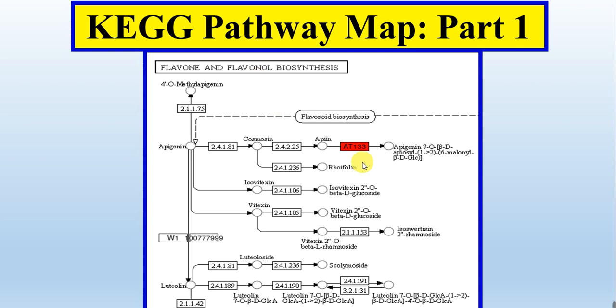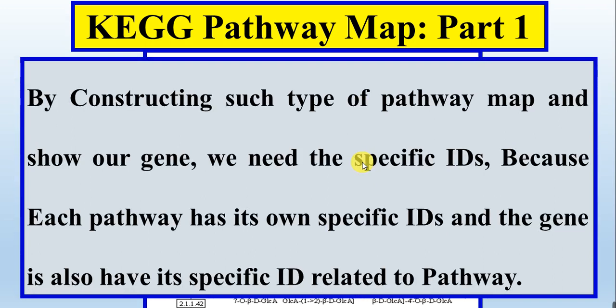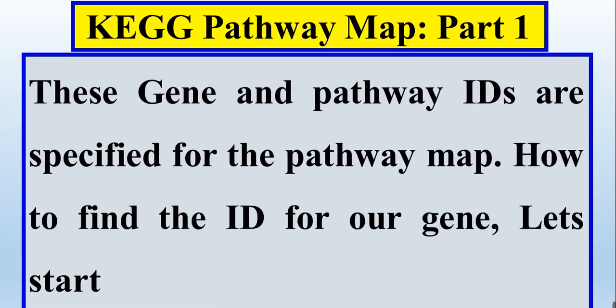So in this tutorial, I will show you how we can dig out those IDs, because by constructing such a pathway map and showing our genes, we need the specific IDs. Each pathway has its own specific ID, and the gene also has its specific ID related to the pathway. These gene and pathway IDs are specific for the map. How to find the ID for our own gene? Let's start.